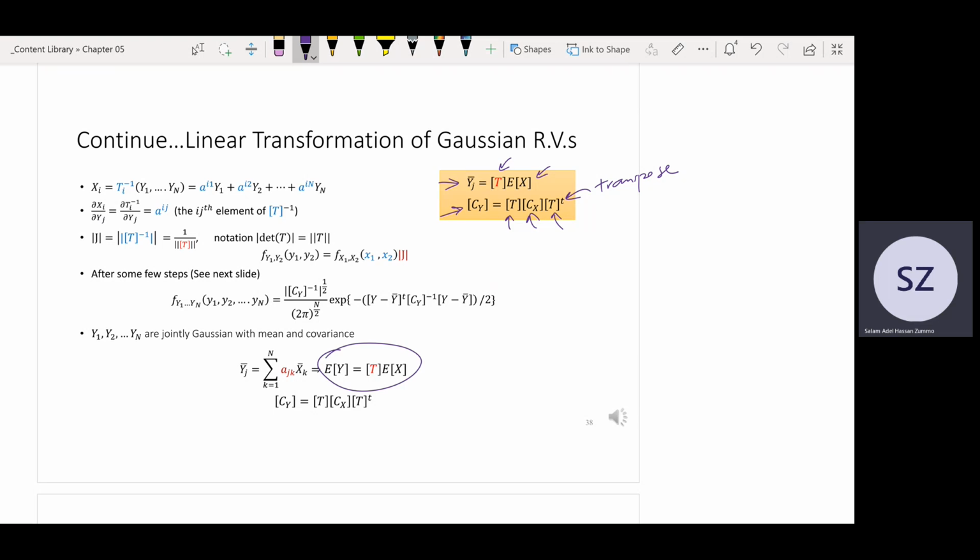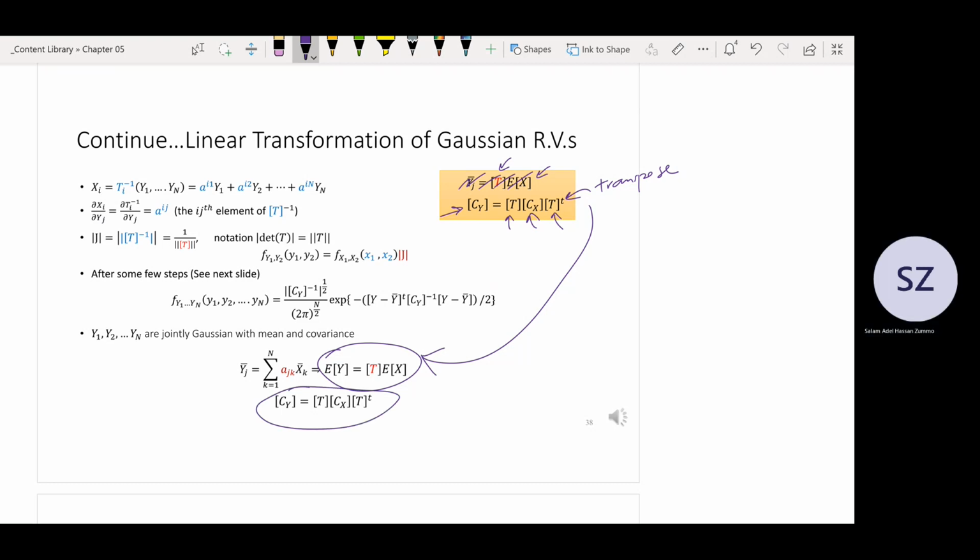No, this one has an error. Sorry, consider this one an error. This is basically the expected value. So these are the two rules. In short, the result is: the mean of Y equals the transformation multiplied by the mean of X. The covariance matrix of Y equals the transformation matrix multiplied by the covariance matrix of X multiplied by the transformation matrix transpose. There is a derivation that we will not go through. It's using the same concept here.